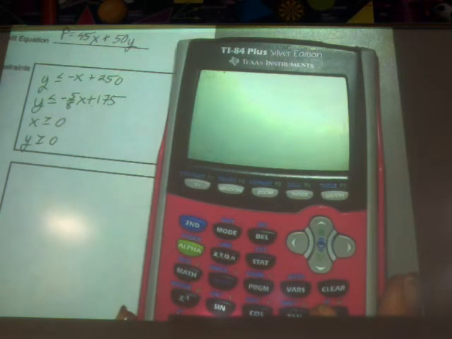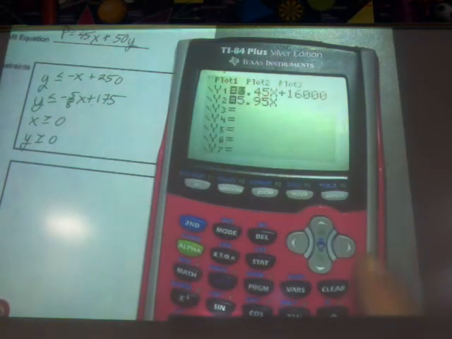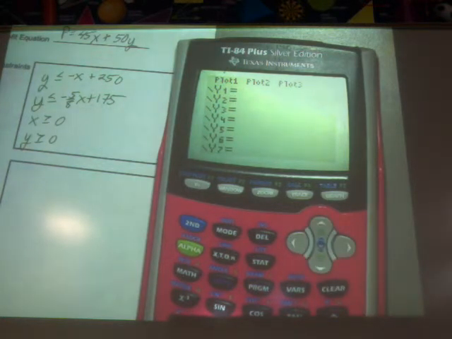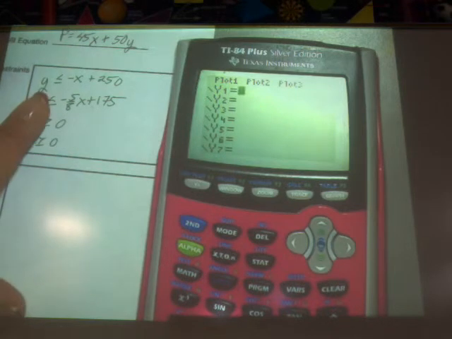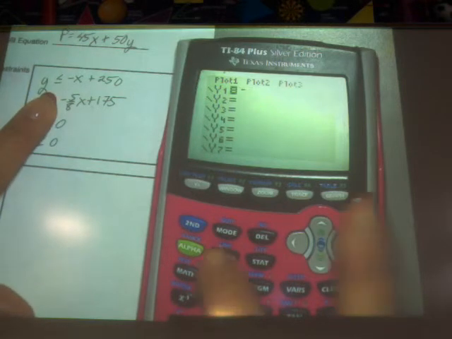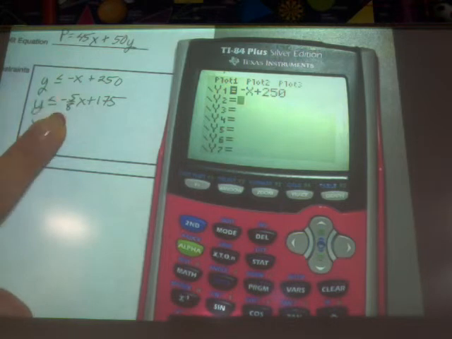All right, so we're going to put this into our calculator. Now we're going to have to adjust our viewing window and be smart about it. First, clear out the problem that we did earlier, anything that might be in there. And then I'm going to put this in: negative X plus 250. Now I'm going to put this one in. You've got to use parentheses for this one.